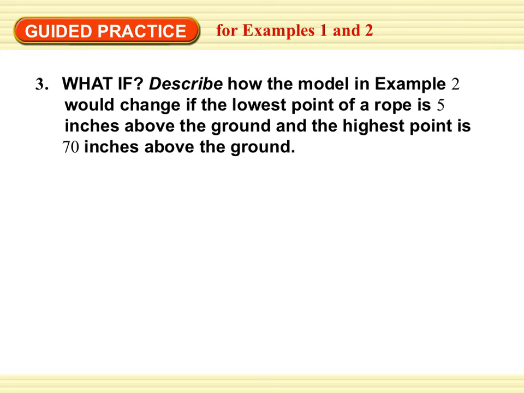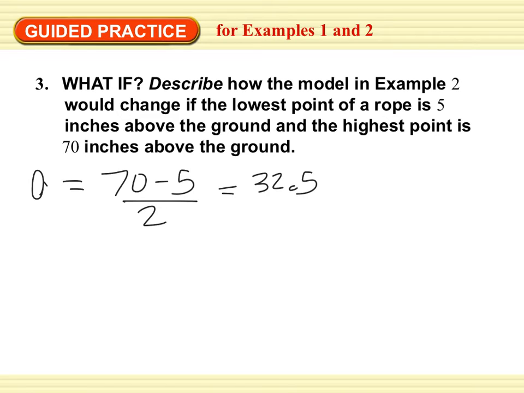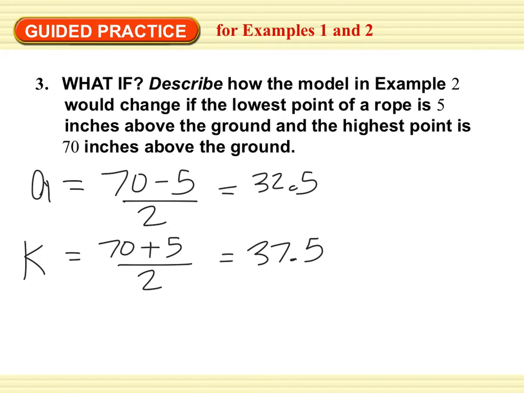All right, what if? Describe how the model in example 2 would change if the lowest point of a rope is 5 inches above the ground and the highest point is 70 inches above the ground. So that means our amplitude would change to 70 minus 5 over 2, which is 32.5. And then our vertical shift k would be 70 plus 5 over 2, which is 37.5. Okay, that's all that changes there.